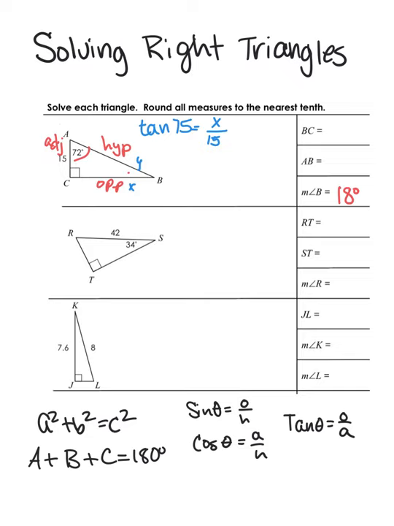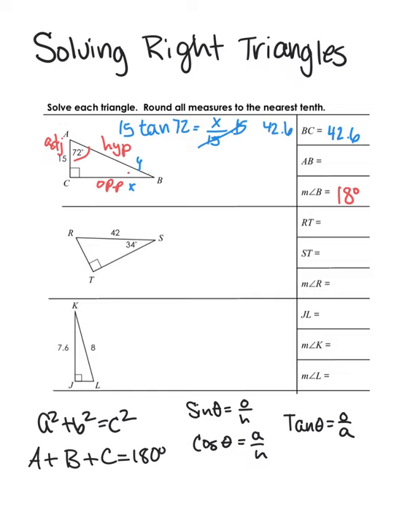Multiply both sides by 15. So 15 times the tangent of 72 degrees, I wrote 75, I just fixed that, gives me 42.6. So BC is 42.6. The other one is my adjacent and my hypotenuse, to find Y.